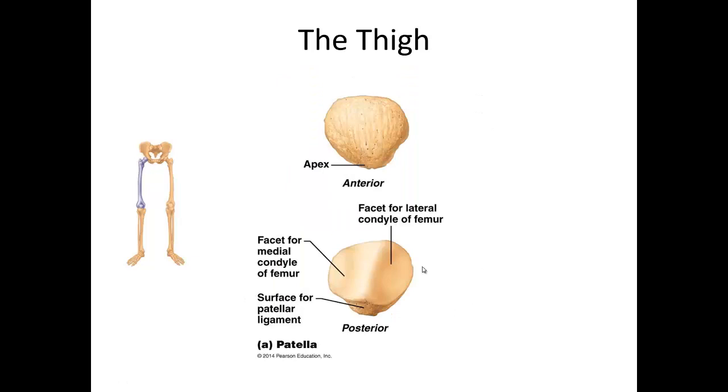The patella is a sesamoid bone. It's triangular in shape. So it's free floating. It's contained within the tendon of the quadriceps. And we can see here that it is more pointed on the inferior border, so the apex, and has a much smoother surface posteriorly. The articular surface or the posterior surface of the patella is much more smooth than the anterior surface.